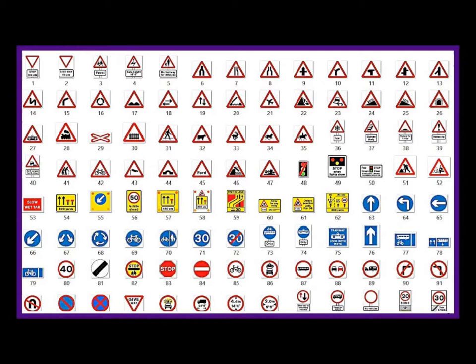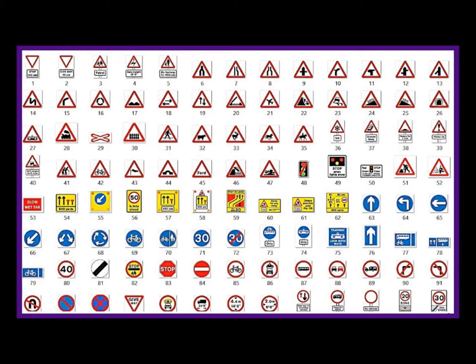So which of these signs means the end of a dual carriageway? And that is the red triangle with two roads going upwards that merge into one. And so they ask again, what does this sign mean? The same sign, two roads merging into one, going vertically up in a red triangle. It's end of dual carriageway. What does this sign mean? A red triangle with a windsock in it means side winds.